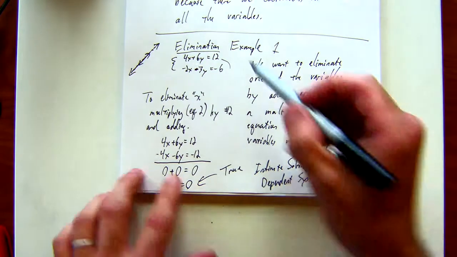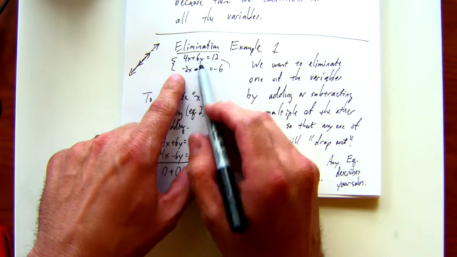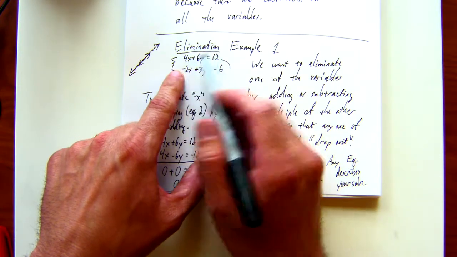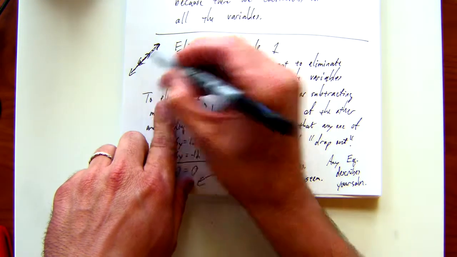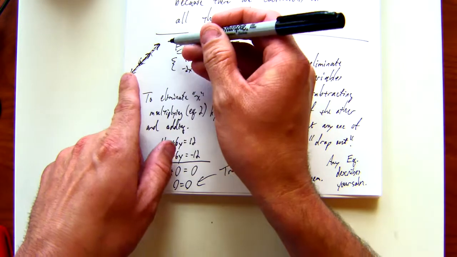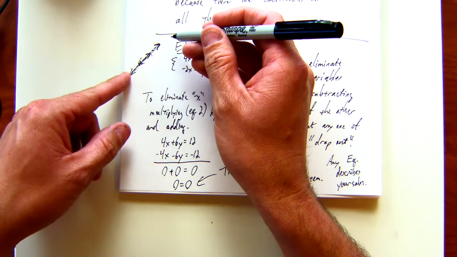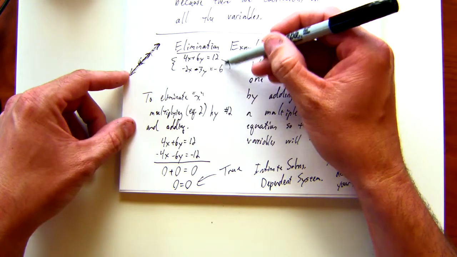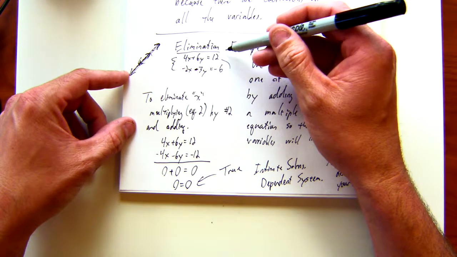Does that make sense? Because what it's saying is that this is an equation of one line. This is an equation of another line right on top of it. So they're actually the same line. So I can use any one of these equations, and that is my solution.